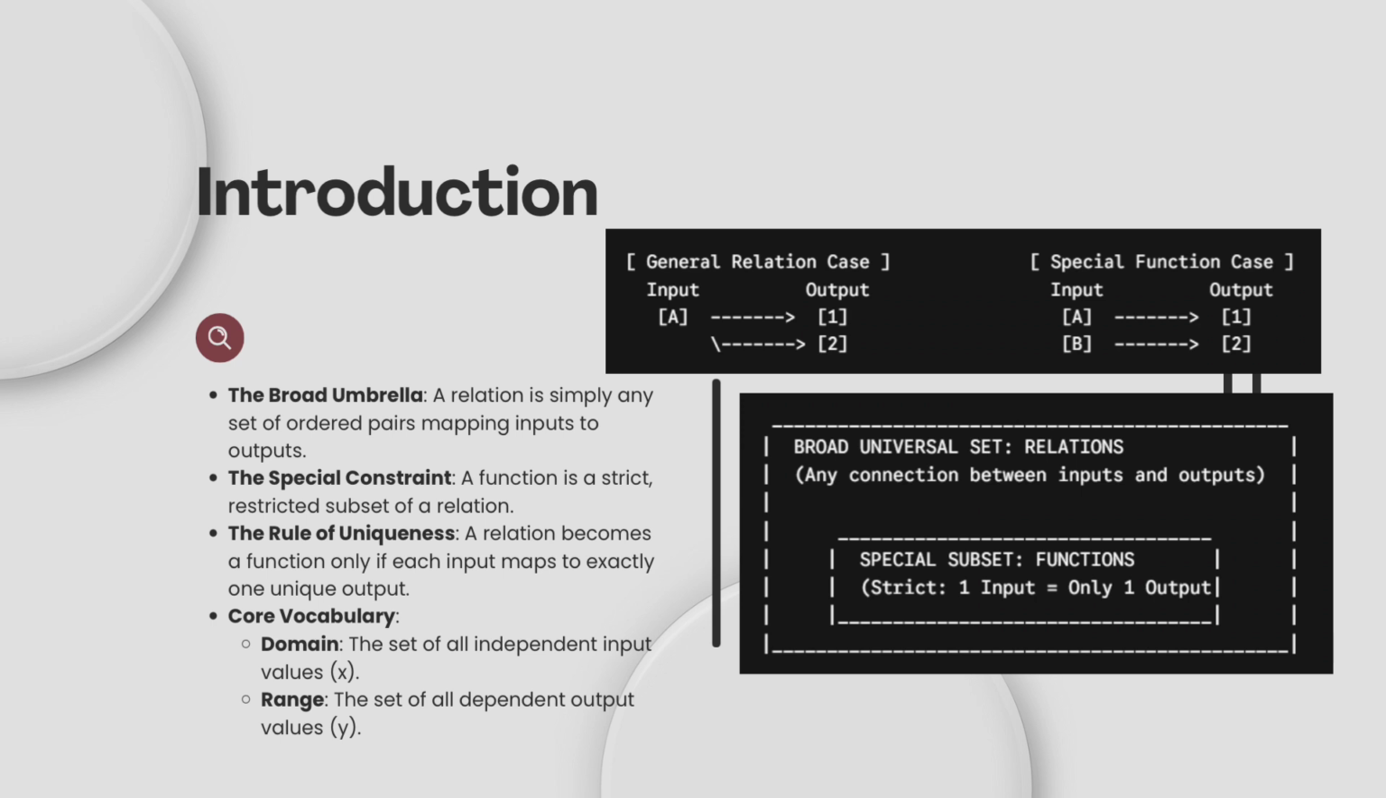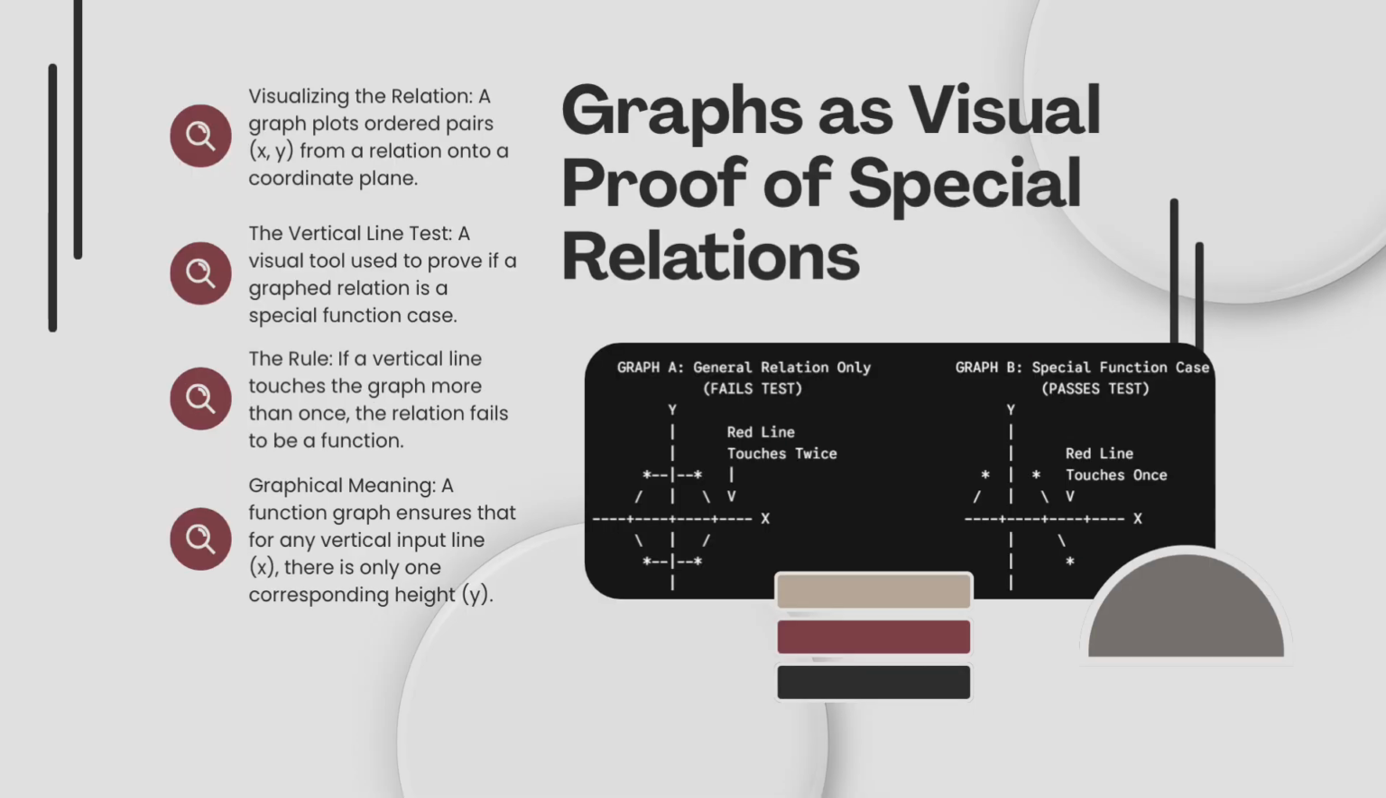To see this clearly, look at the arrow maps on the right side of the slide. The general relation breaks the function rule because the single input letter A splits off into two different destinations at once. The function map, on the other hand, shows a perfect, clean path where every single input goes to only one destination. This proves our core point. All functions belong to the relation family, but a relation has to be completely predictable to qualify as a special function case.